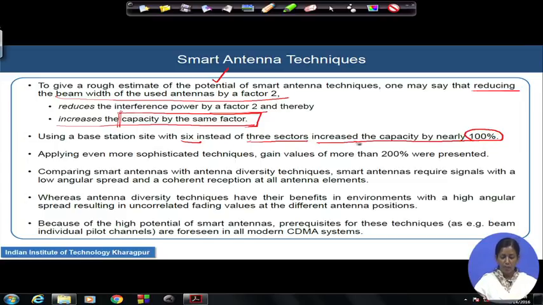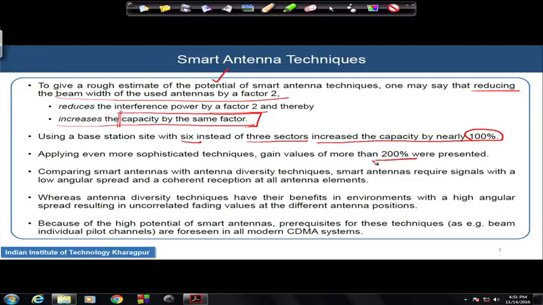This result is from a practical measurement. If you use the base station site with 6 instead of 3 sectors, we could see that the capacity is nearly increasing by 100%. And applying even more sophisticated techniques, this gain value that we are seeing can actually be increased even by 200%.